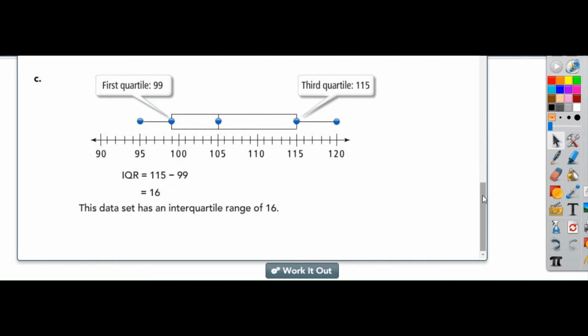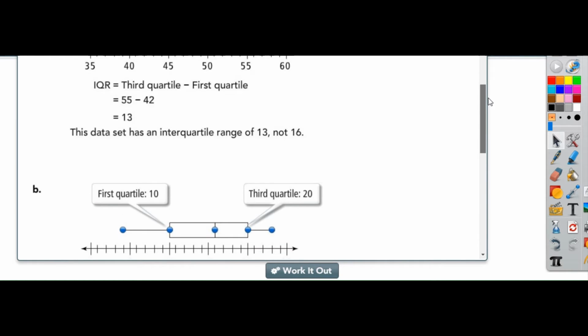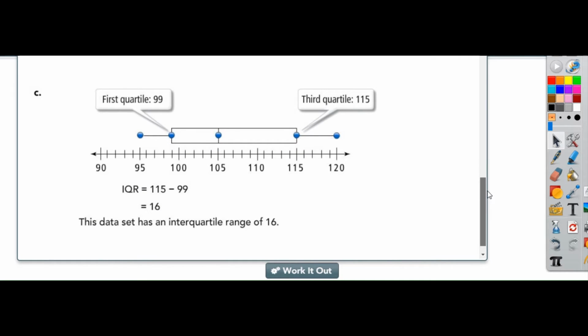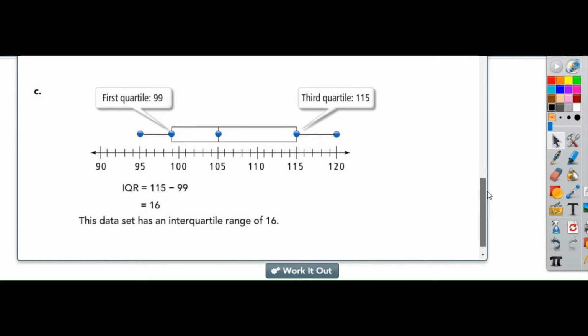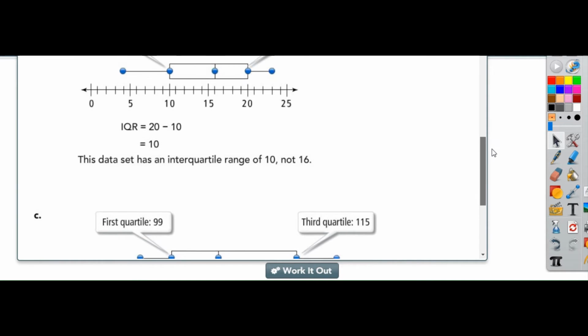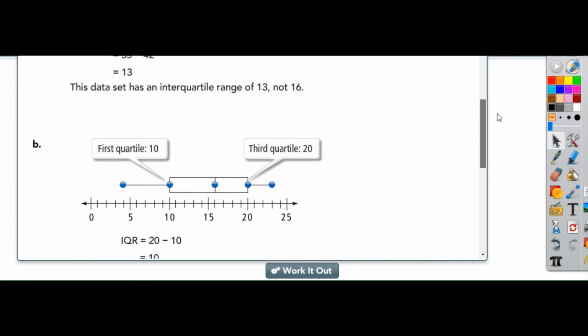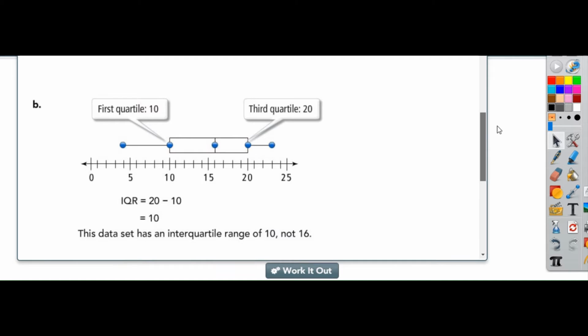So if I ask which one has the highest variability out of the three, we would have to say that C has the highest variability because a 16 interquartile range is higher than the other two box plots. Now, if I said which one has the lowest variability, we would have to pick B because 10 is smaller, it varied at a lower rate. So since 10 is smaller than 13 and 16, we could say that B has the smallest variability.